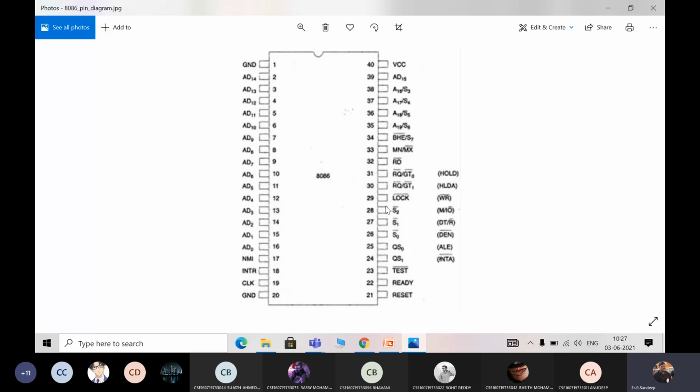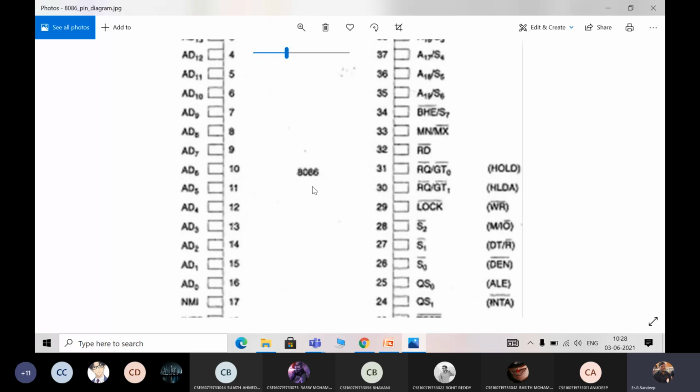So when we are drawing it, each and every pin we need to explain. Each and every pin we need to explain. 40 side headings you have to give and 40 pins you have to explain for the pin diagram.